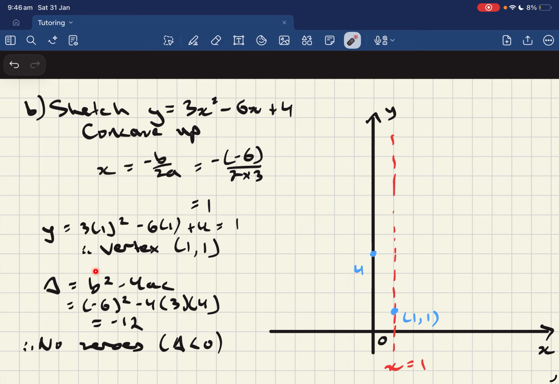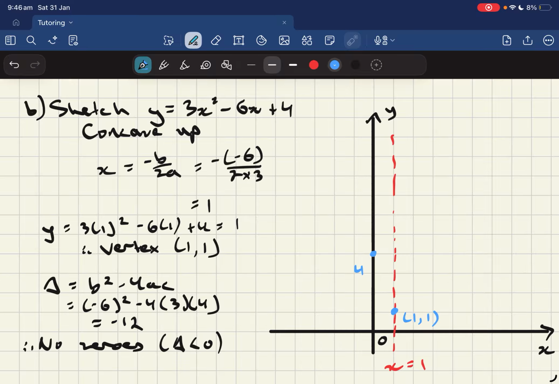So our discriminant is b squared minus 4ac. So substituting everything in, I get b, which is minus 6 squared, minus 4 times a, this 3 term, times c, this one. And this is going to give me negative 12. So I know there are no zeros because our discriminant is less than 0.